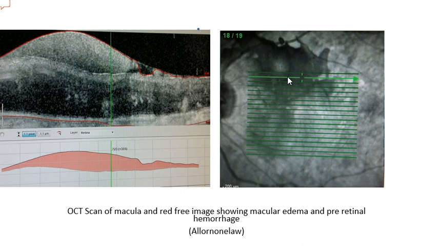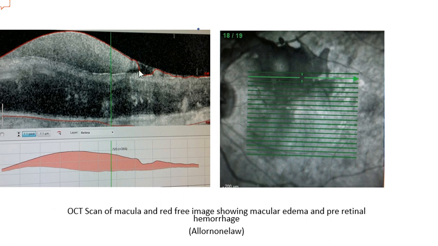From where do we get this bleed or the pre-retinal hemorrhage? This is from the new blood vessels, that is the neovascularization. You can see probably some possible neovascularization here. Now once there is a pre-retinal hemorrhage, we are not able to see the underlying retina, so we don't know what is the status of the macula beneath the pre-retinal hemorrhage.